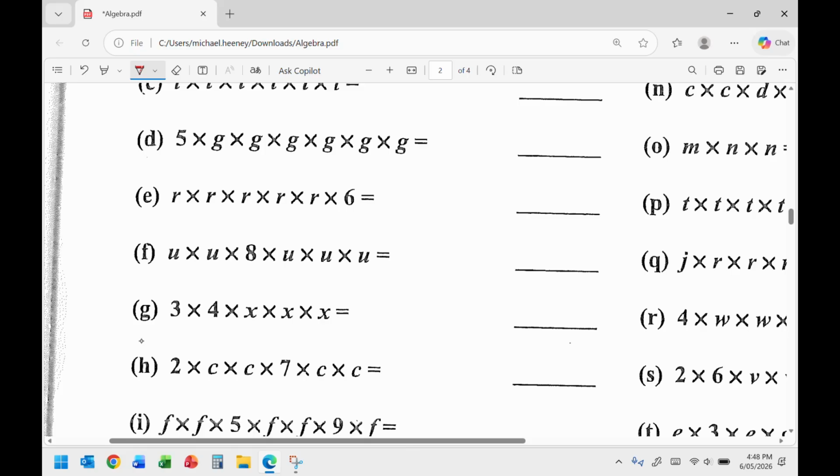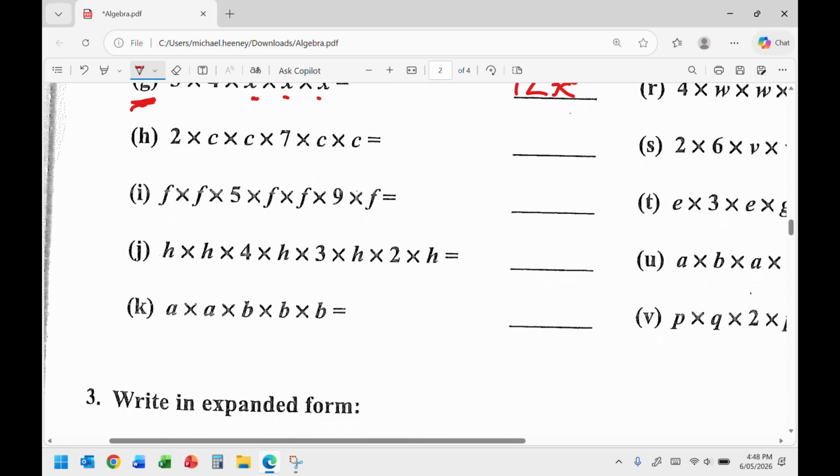We'll come down here. Let's do g now. 3 4s are 12, so we can do the numbers first. 3 4s are 12. And then what letter do we have? Well, we have x. How many of them do we have? Well, we have 1, 2, 3 of them. So it's cubed. 12x cubed. So that's just a bit of a faster way.